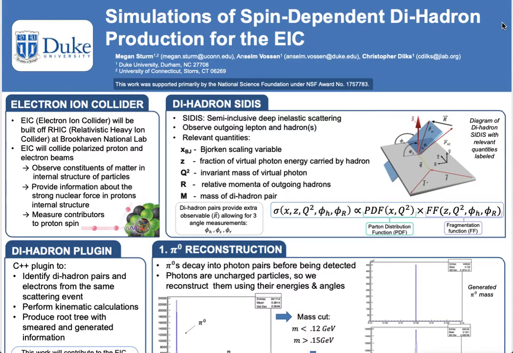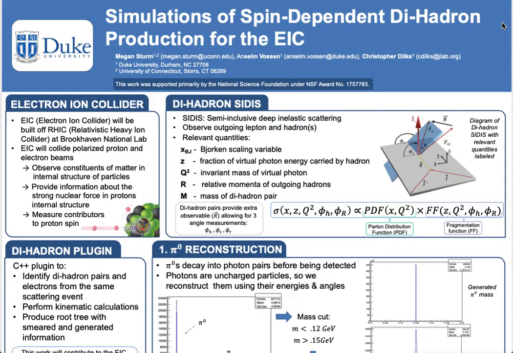The EIC is the Electron Ion Collider, and it will be built off of RHIC at Brookhaven National Lab, and it will collide polarized proton and electron beams. Right now they're working on a yellow report, which outlines the detector and collider parameters. So this involves a lot of simulations in order to design these things.